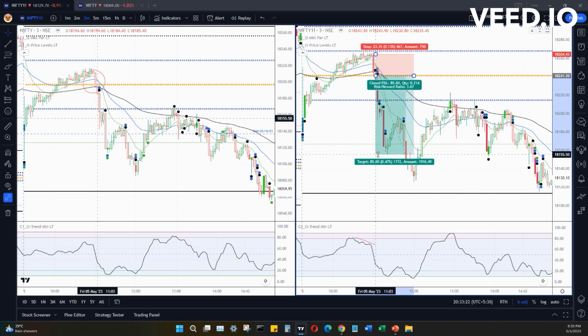You could trail your stop loss to the green moving average, but this move was certainly very huge. The risk was about 23 points, and the reward was about 85 points. So it's about 1:4.